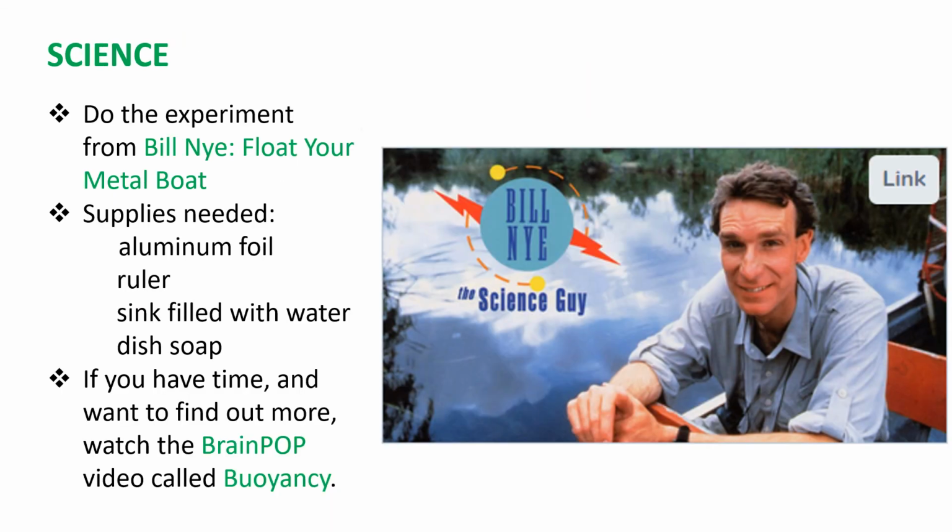Science, I'm really excited. We found some fun things for you to do. So you're going to go to this site and it's going to give you the directions to float your metal boat. The supplies that you'll need: aluminum foil, ruler, a sink filled with water, and some dish soap. Follow the directions and I think you'll have fun doing this. If you're missing some of the supplies, just try with something else to see if it'll work.